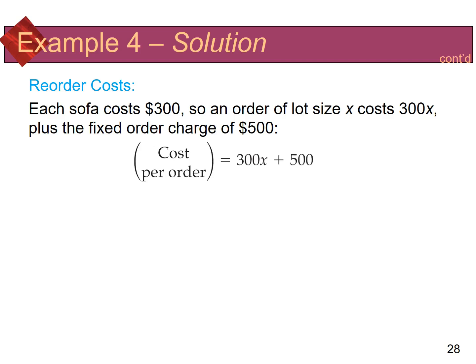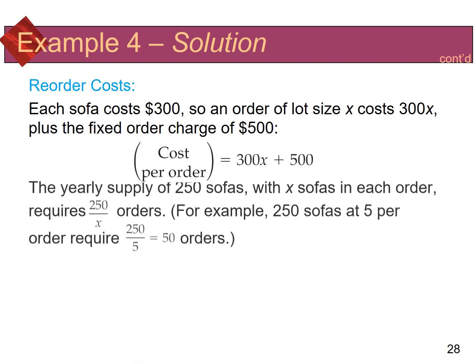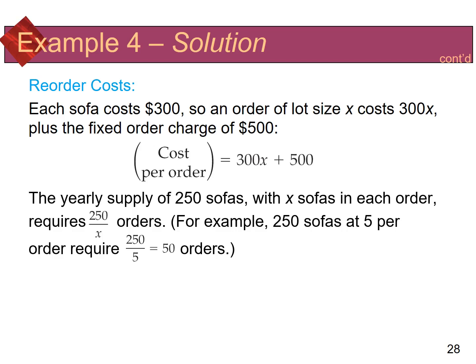I'm going to have X number of orders of that. Or no, 250 over X number of orders. That's right. X is the lot size. 250 divided by X is going to be the number of orders, which I still don't know yet. I still want to figure that out.